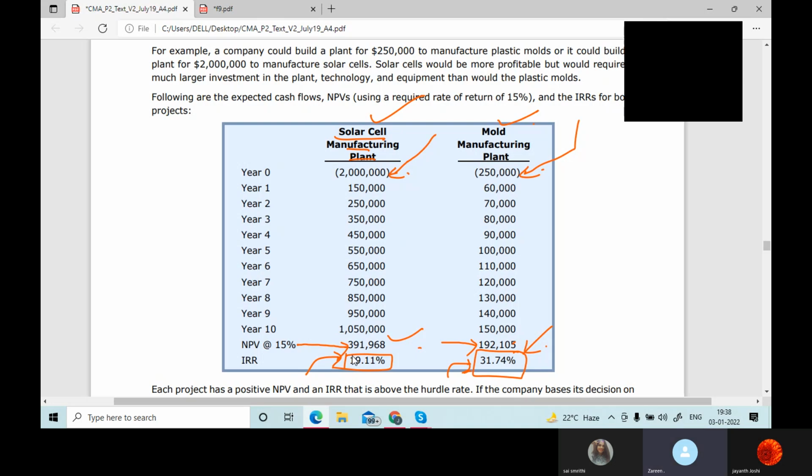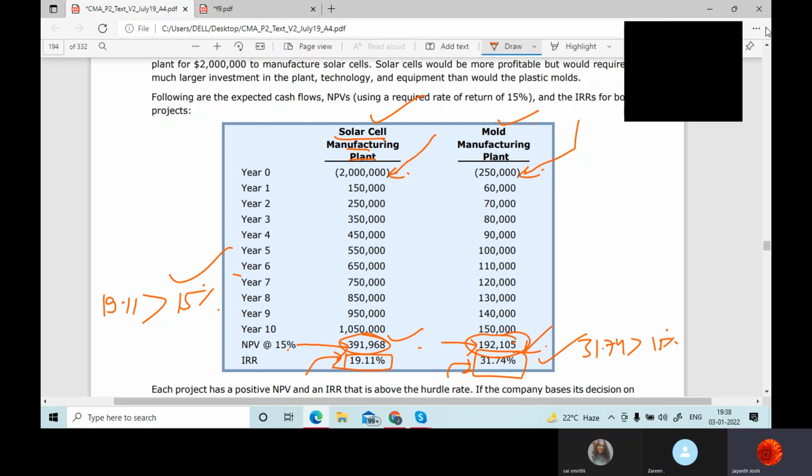Yes, sir. And your hurdle rate is 15%, right? And your IRR is 19.11%, which is more than your hurdle rate in the case of solar cell manufacturing. So this is acceptable. Why? Because here the NPV is also positive. Here also 31.74 is more than 15%. This is acceptable, but here the NPV is less. So let us see what conclusion they are drawing.